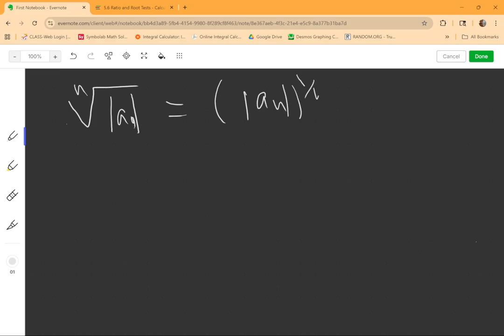Also keep in mind, in terms of the notation, when we talk about the nth root, what that means is the nth root of the absolute value of a sub n is equivalent to the absolute value of a sub n to the 1 over n, if we treat it as an exponent instead of the radical notation. All right, so let's work through some examples to see how this would work.